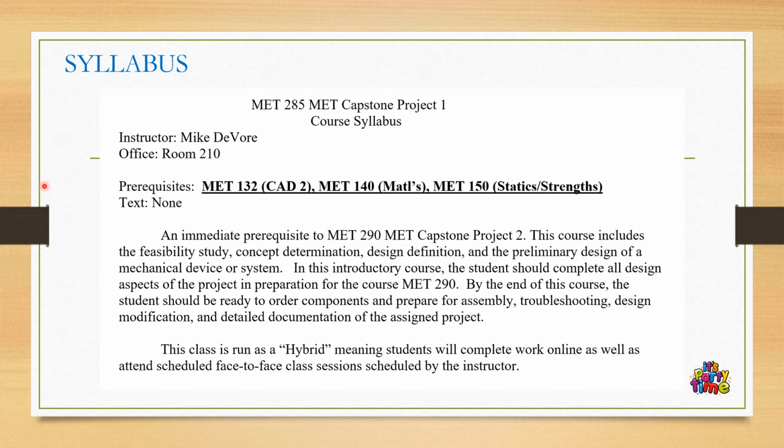Let's talk about the syllabus a little bit. So for this course, the prereqs are CAD 2, which means you've taken CAD 1 and CAD 2. Engineering materials, and also statics and strength of materials. And we'll be using all of those things that you've learned in those courses within this capstone project. Now it says here it's hybrid, but actually this class is going to be totally online this semester. Hopefully we'll get back to face-to-face classes sometime in the near future.